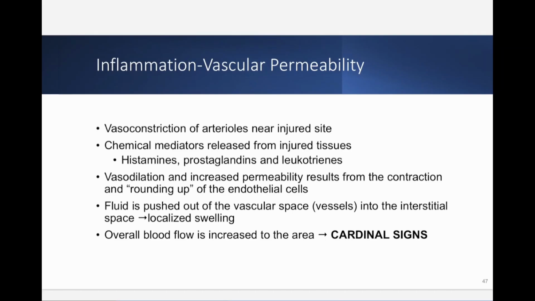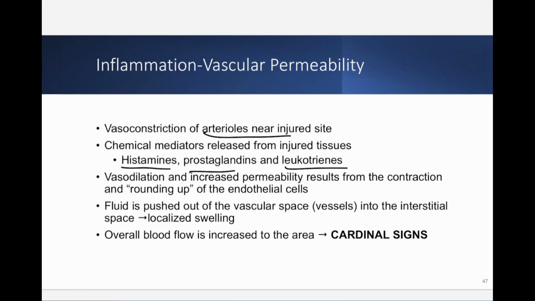We get vasoconstriction of the arterioles near the injured site. What is the vasoconstriction near the site going to do? It stops it from spreading and keeps all the little healing factors in the area. We also have chemical mediators that are released: histamine, prostaglandins, and leukotrienes. These are all going to cause the inflammatory response.